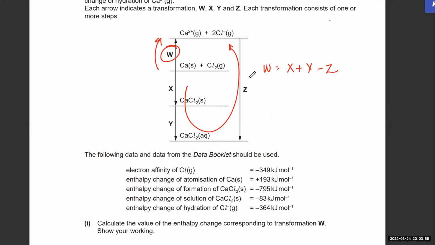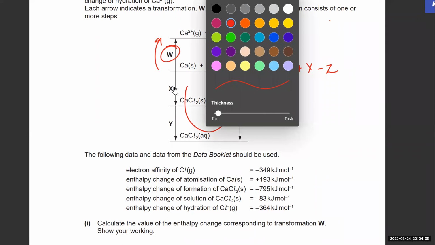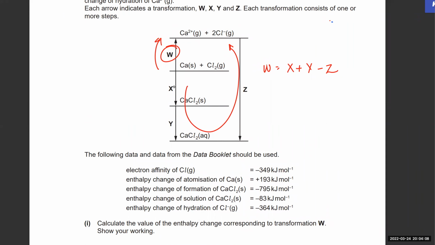So what is X? First thing, what is X? Can anyone identify what X is out of these values? Which one is X? What do you call this thing? Munya, any idea, Brar, Bhaskar? What's X, Alicia? Elements forming calcium chloride solid. Formation. Okay, so that is formation. And the value of formation is given over here, that's minus 795. Okay, when elements form 1 mole of a substance, that's formation.